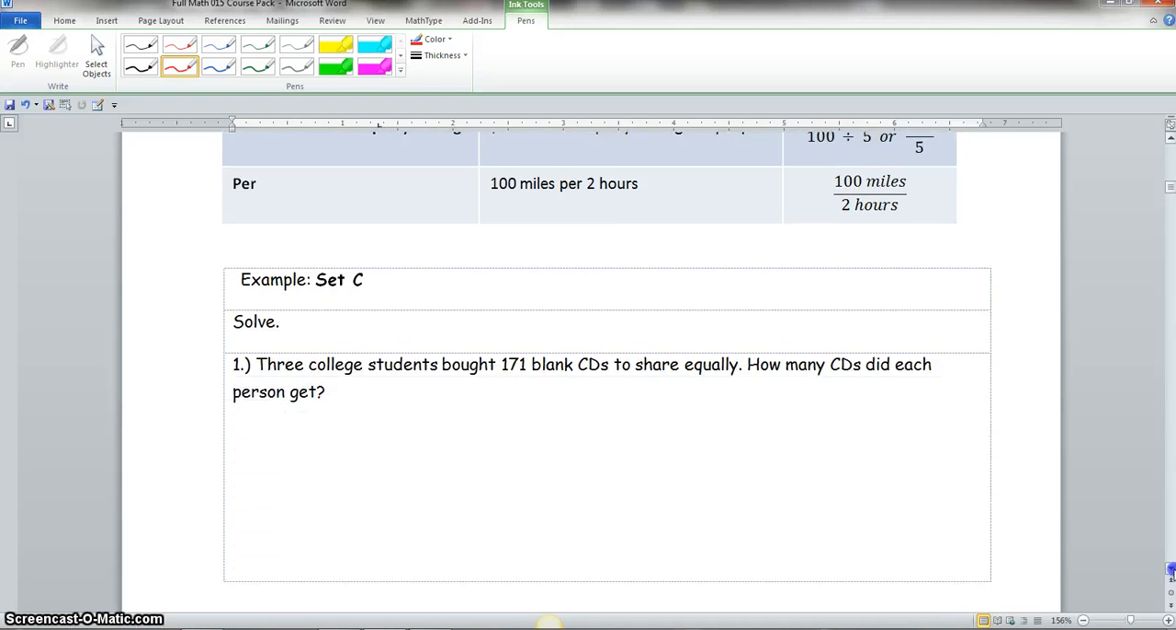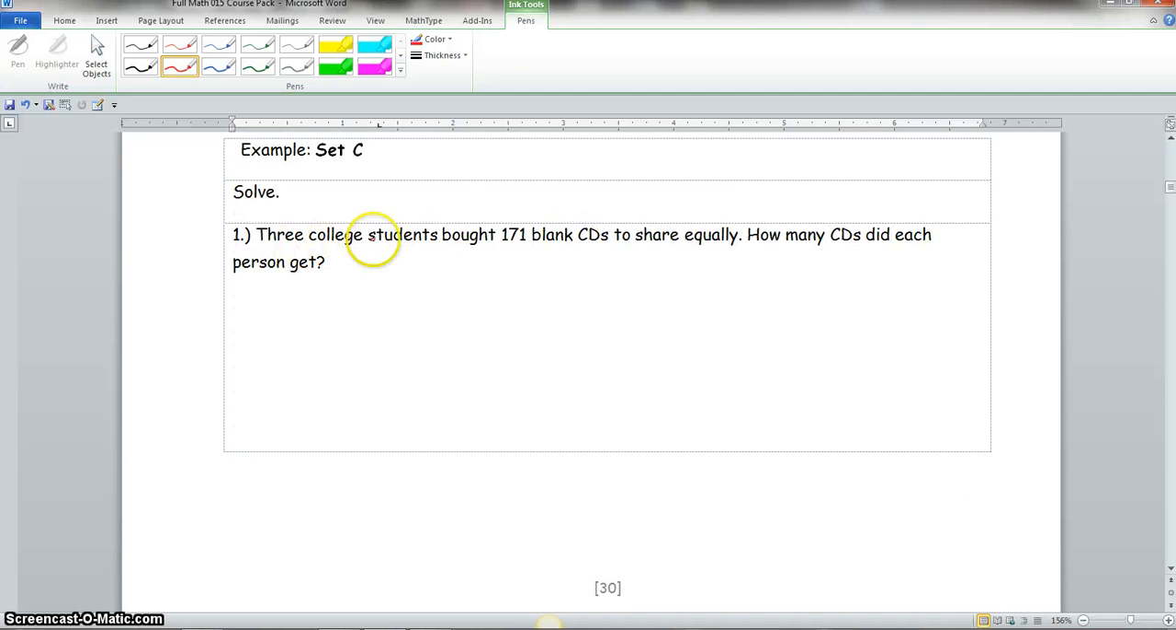Now, we scroll down here. It says 3 college students bought 171 blank CDs to share equally. How many CDs did each person get? So we know we will have to take this 171 and divide it by 3.